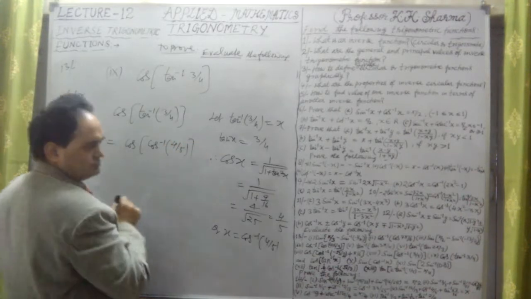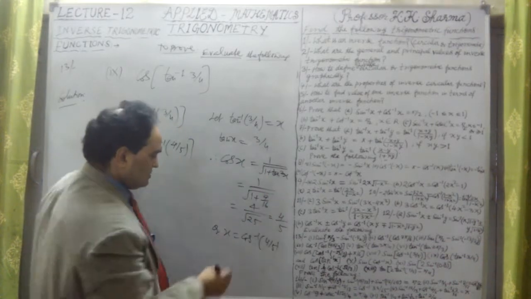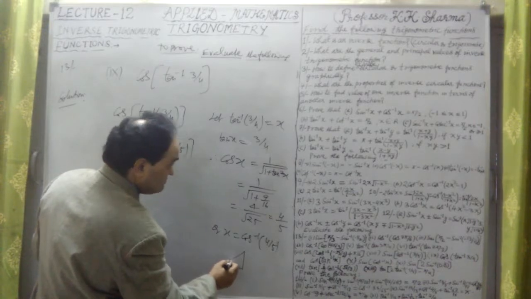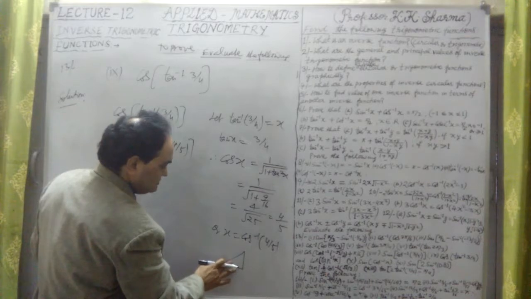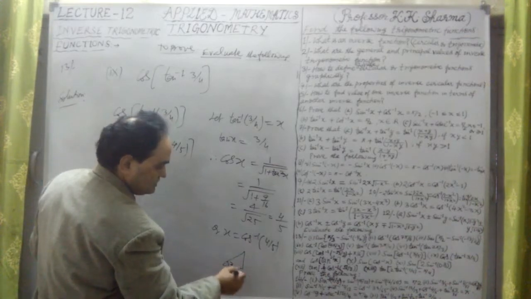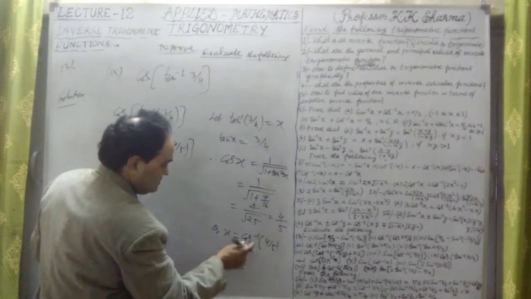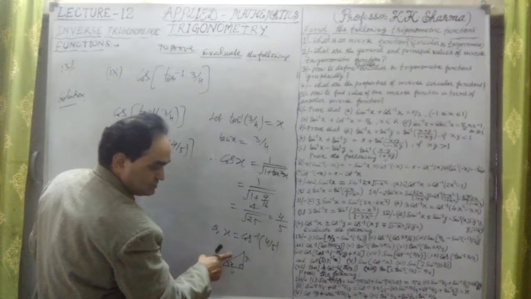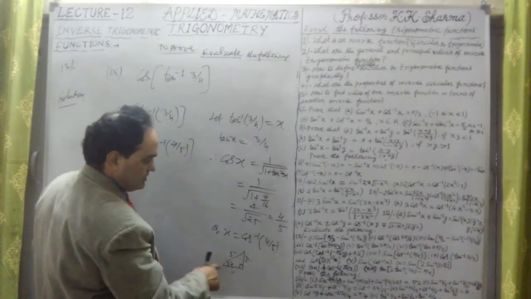Or we could take this with the help of a right angle triangle. In the right angle triangle, suppose this angle is x, and tan x is perpendicular upon base, which is 3 by 4. This is the right angle. If the perpendicular is 3 and the base is 4, the hypotenuse will be 5, because the square root of 3 square plus 4 square is 5.